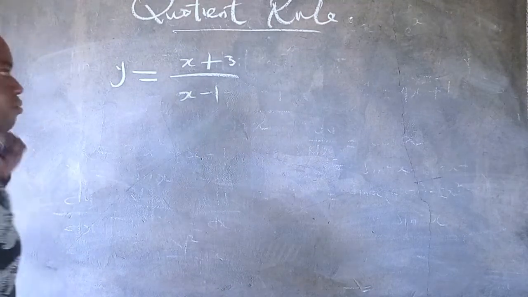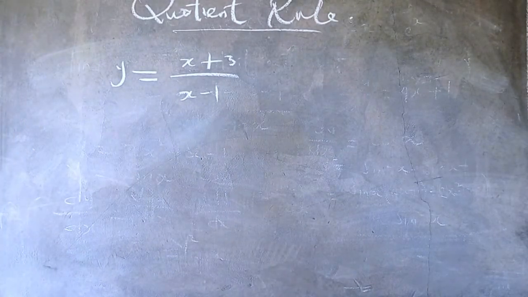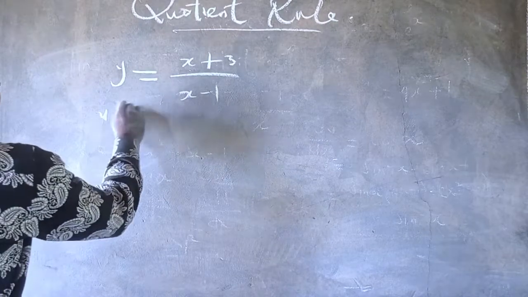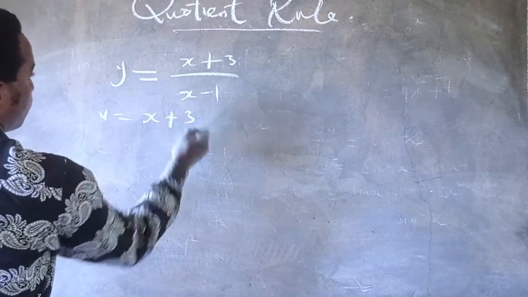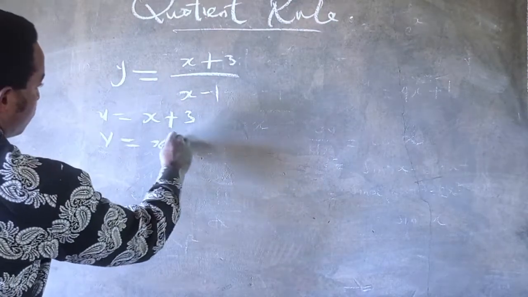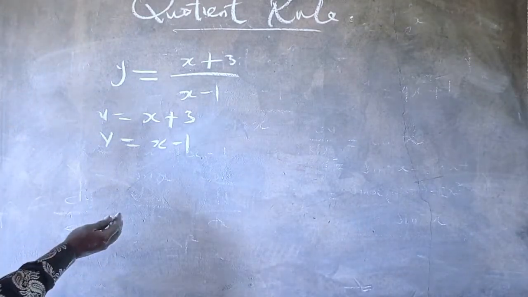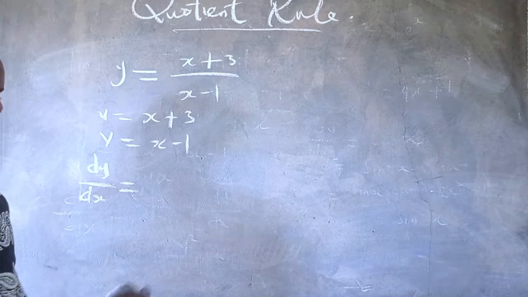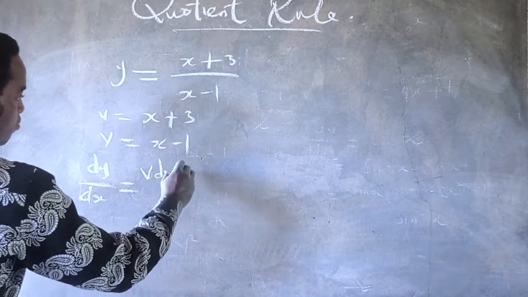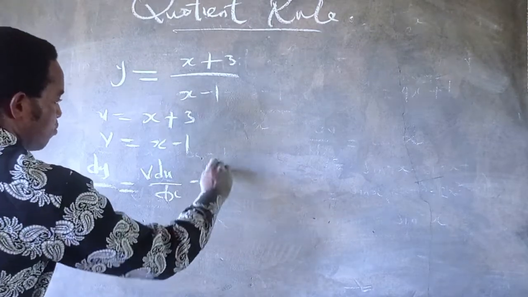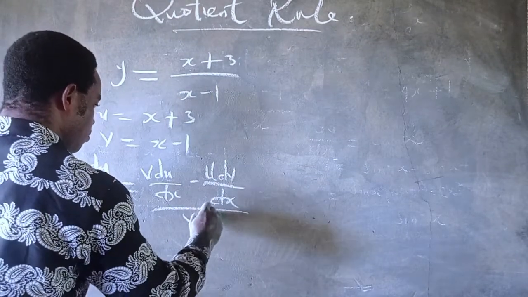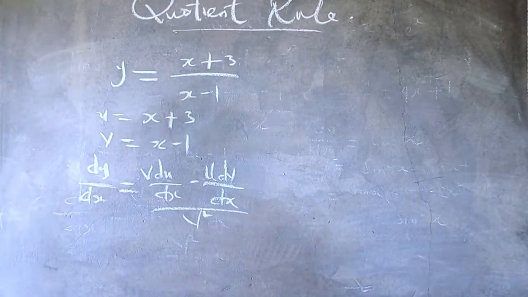We have y equals x plus 3 divided by x minus 1. We have to obtain our derivative. So let the expression up there be u and the one down, the denominator, be v. So what is the formula? The dy/dx equals v du/dx minus u dv/dx, all over v squared.